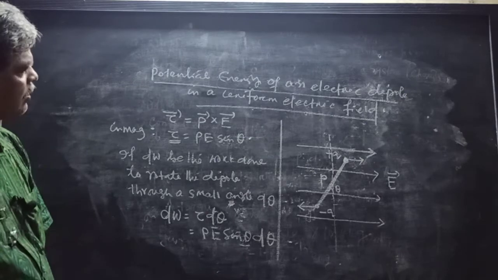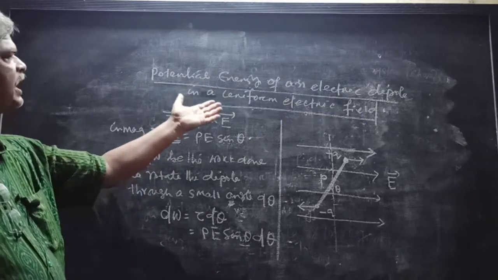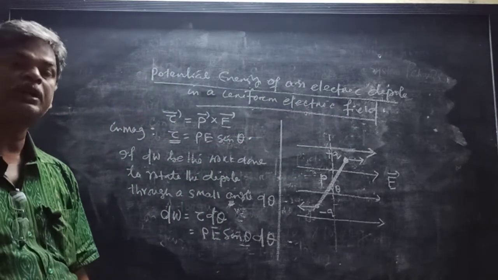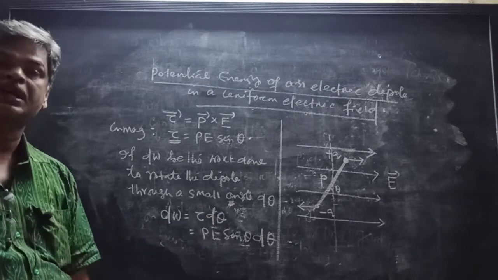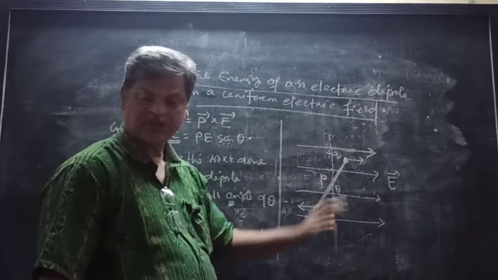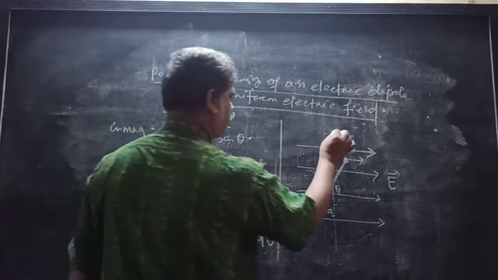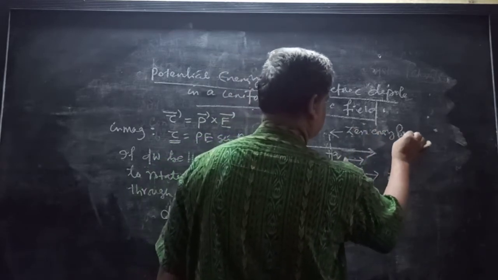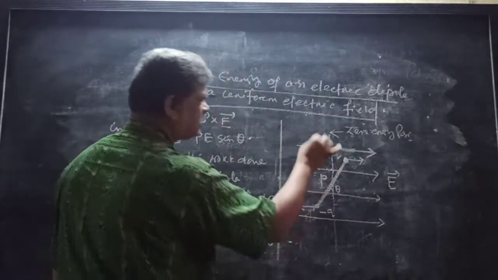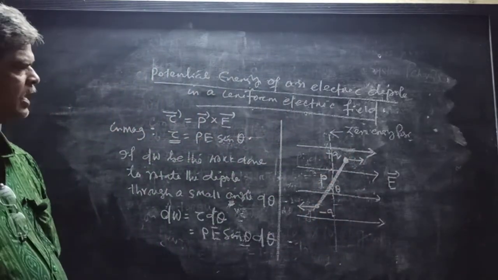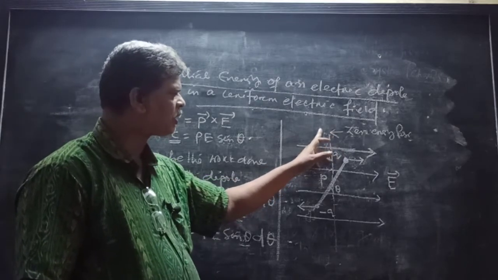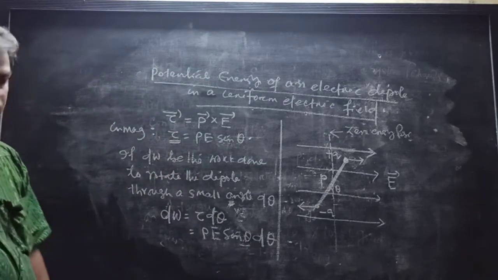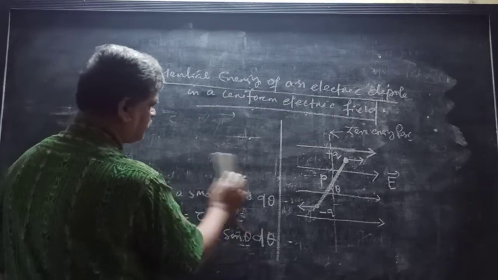The potential energy of a dipole in an electric field means it is the amount of work done to rotate the dipole from the zero energy position to any desired position. This is your zero energy position, when the dipole is perpendicular, then energy is zero. Turning it to any desired angle theta, we see how much total work is done.